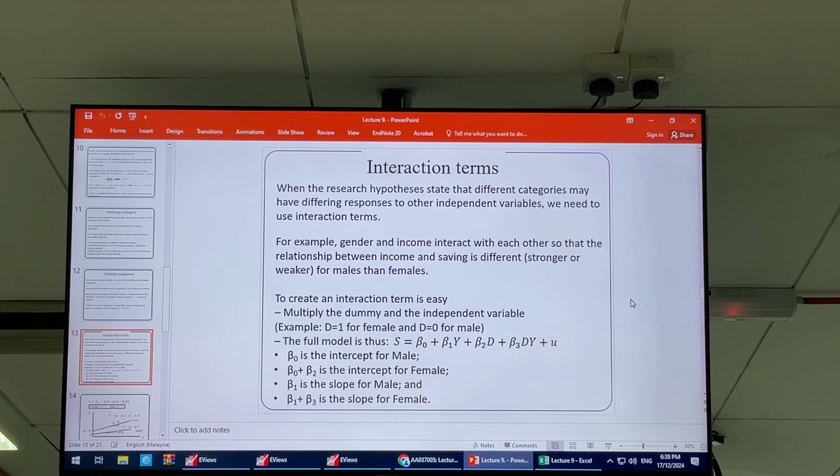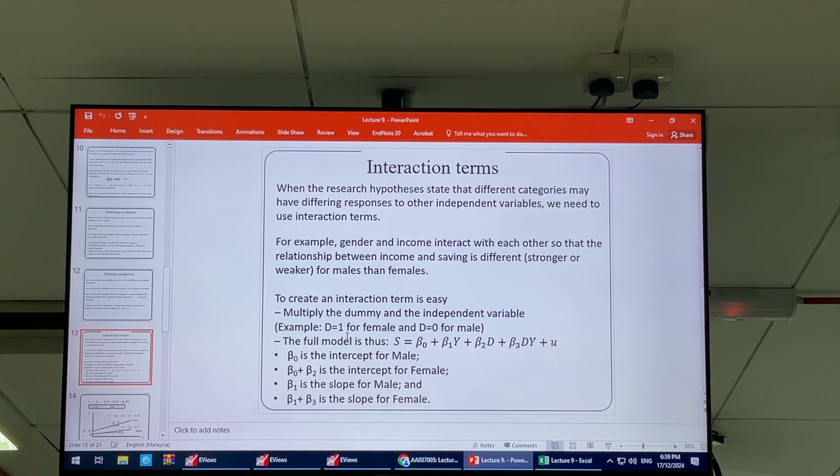When the research hypothesis states that different categories may have differing responses to another independent variable, we need to use an interaction term. For example, gender and income interact with each other, so that the relationship between income and saving is stronger or weaker for males than females. To create an interaction term is easy. We just multiply the dummy and the independent variable.